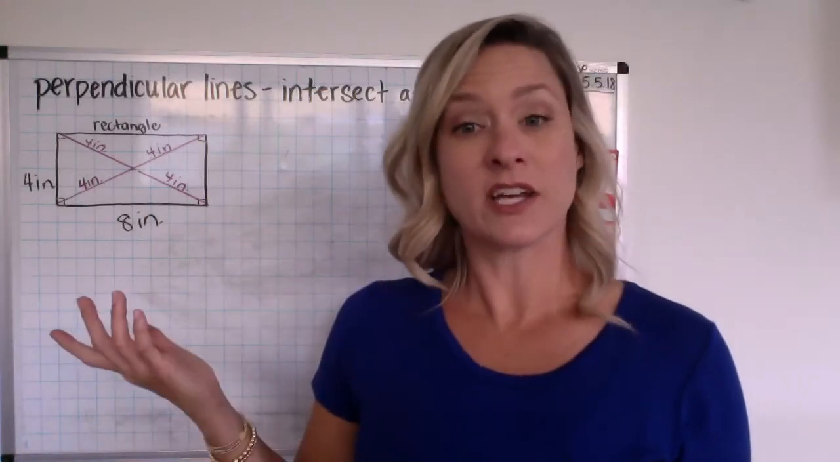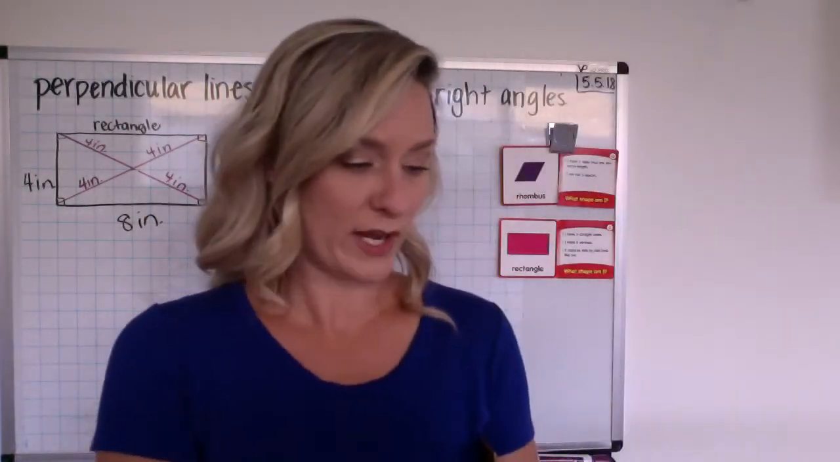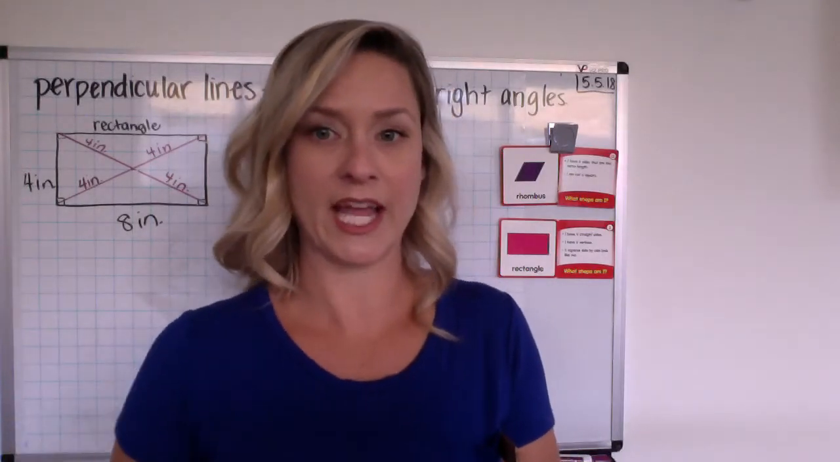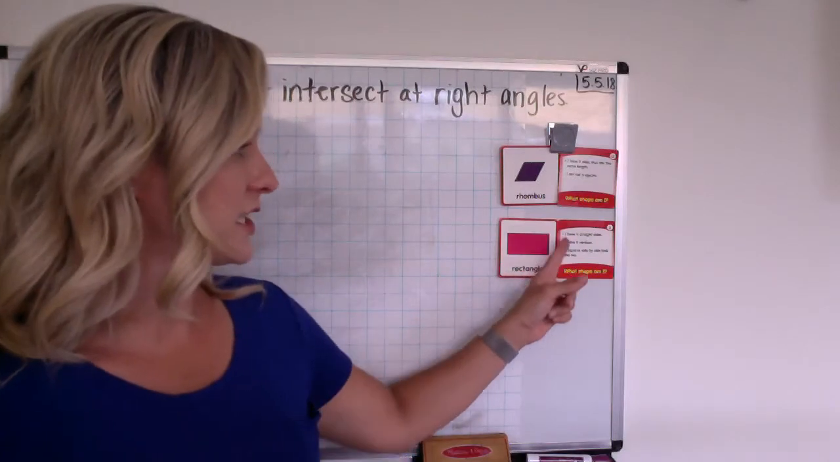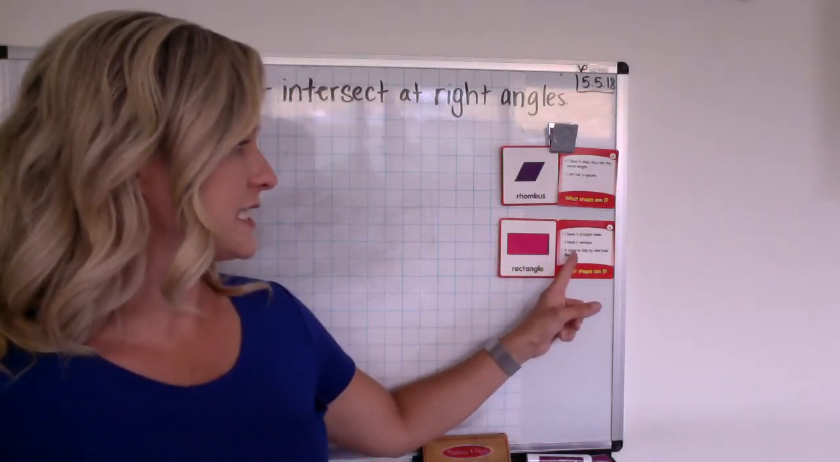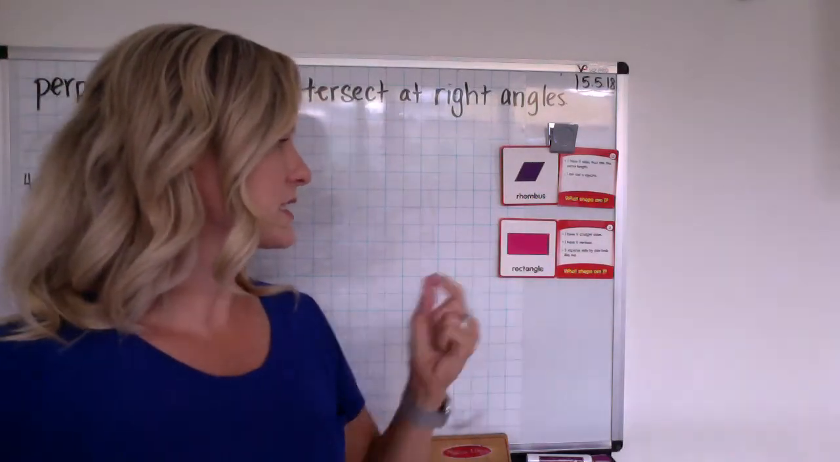All right, so that's a rectangle. We're gonna compare a rectangle with another shape, a rhombus. So if you can see here, I have my rectangle definition: 4 straight sides, 4 vertices, 2 squares side by side look like me.